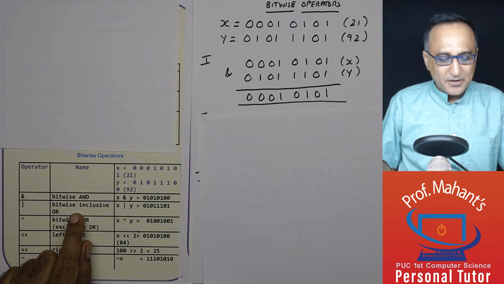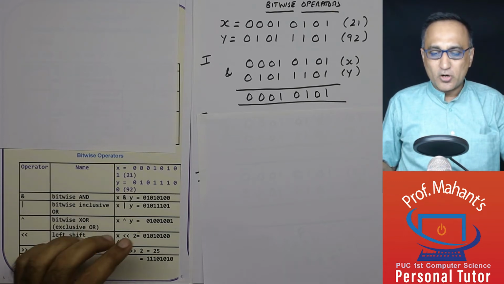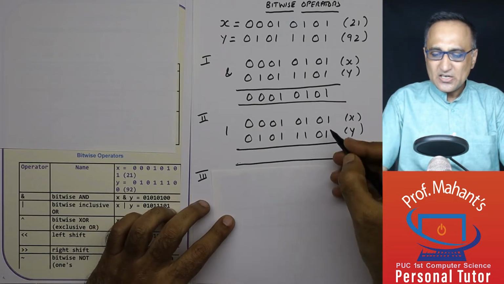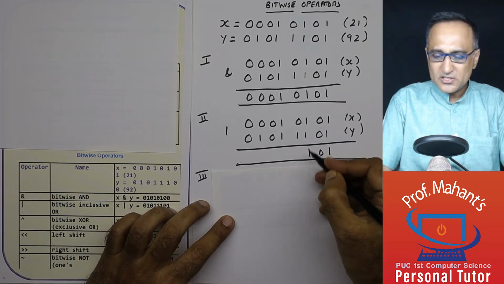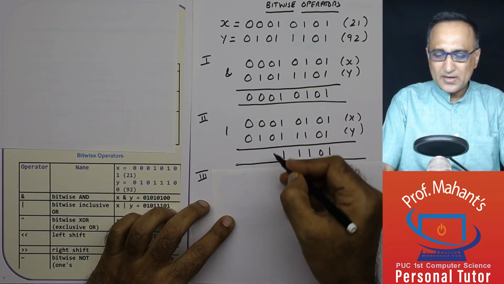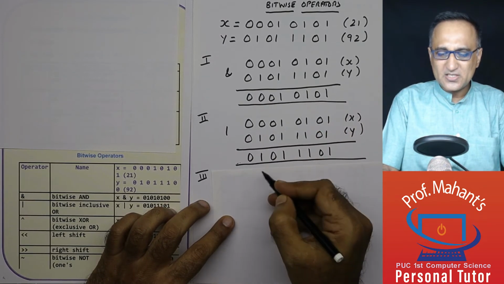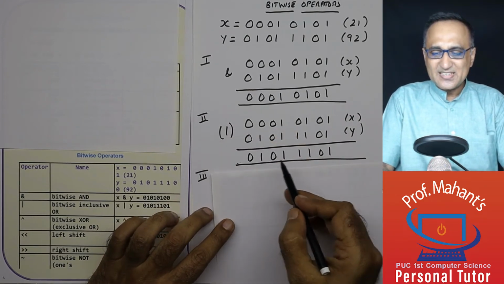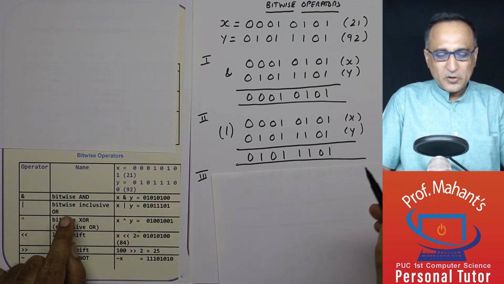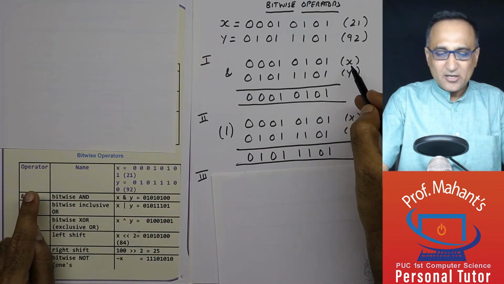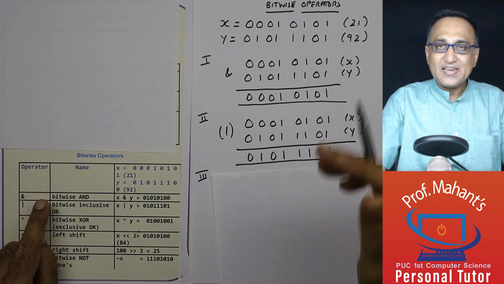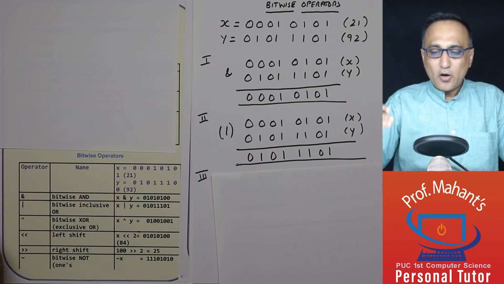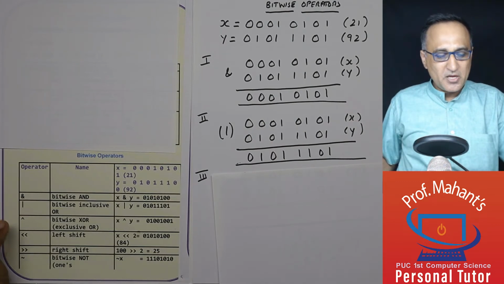Now let's take bitwise inclusive OR. OR means any one of them should be 1. So in this case, either of them is 1, this is 0, this is 1, either of them is 1. This is the symbol for OR, don't confuse it with 1. So this is the result of x bitwise inclusive OR, and this is the result of x bitwise AND operator. AND means both positions should be 1, OR means either of the positions should be 1.